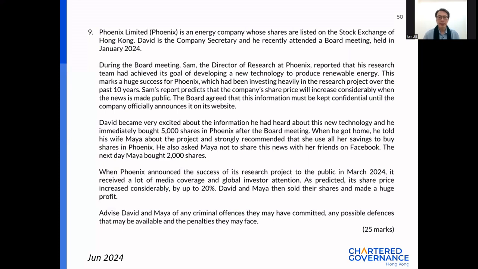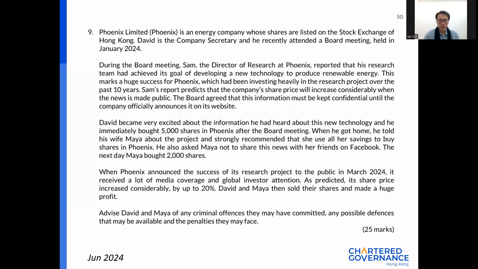So during the board meeting, Sam, Director of Research, reported that his research team has achieved the goal of developing a new technology to produce renewable energy. So this marks a huge success for the company, which has been investing heavily in the research project over the past 10 years. Sam's report predicts that the company's share price will increase considerably when the news is made public. The board agreed that this information must be kept confidential until the company officially announces it on its website.